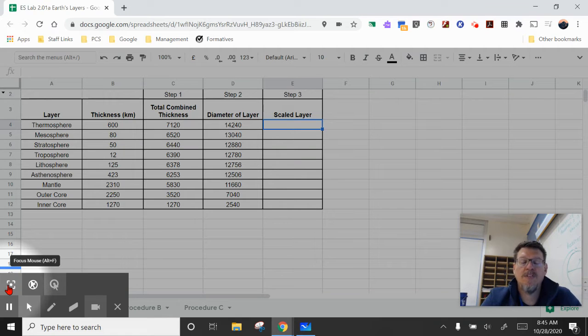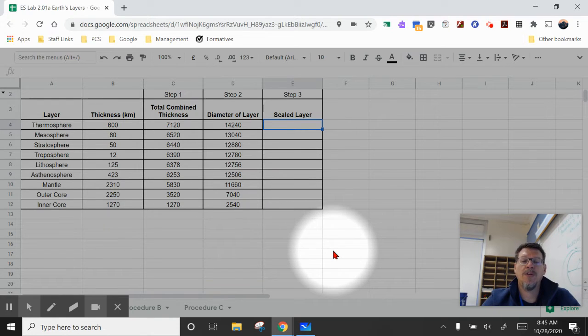Hi, so this is going to be a how-to on creating a scale model using proportions. In order to make a scale model, we need to do some math. We need to set up a mathematical proportion where we turn the real whole thing into a model whole thing. So we need to decide how big we want our model to be.